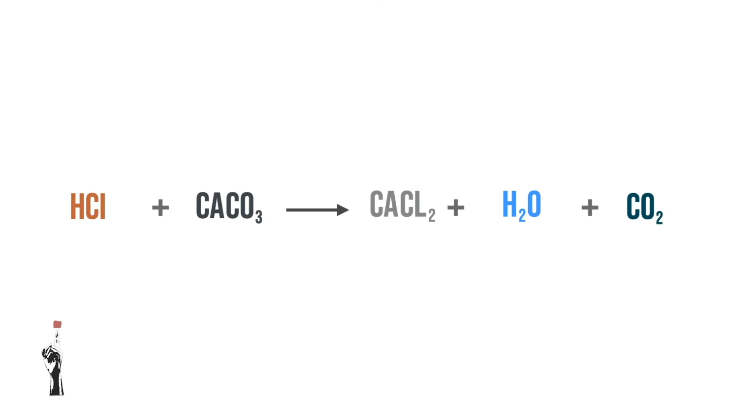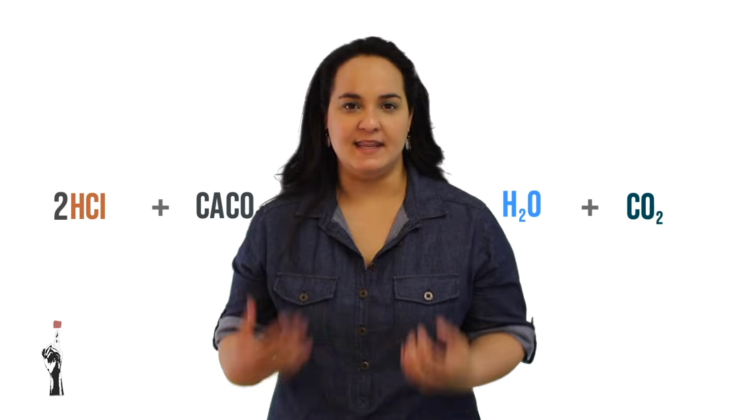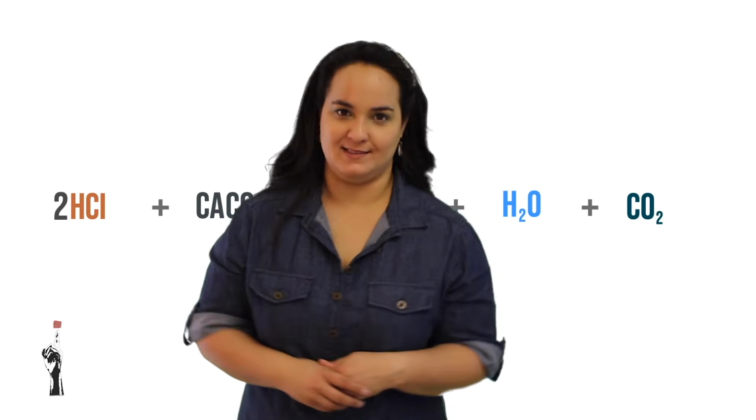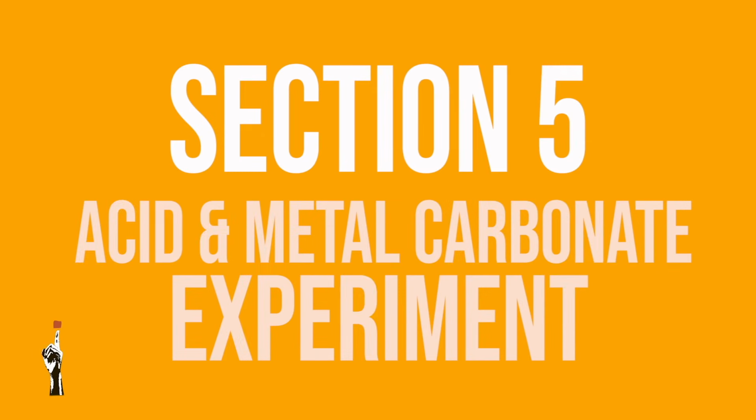On my left-hand side, I only have one hydrogen atom and one chlorine atom, but on my right-hand side, I have two of each. In order to balance this equation, you would simply need to add a 2 in front of the hydrochloric acid on my left-hand side. Now the equation is balanced. Over to you, Ms. Lamprecht.